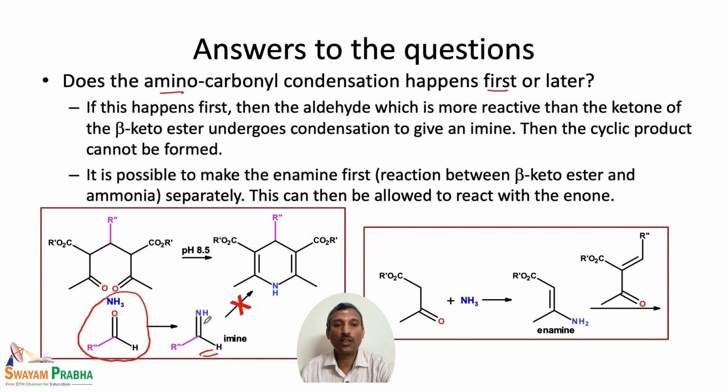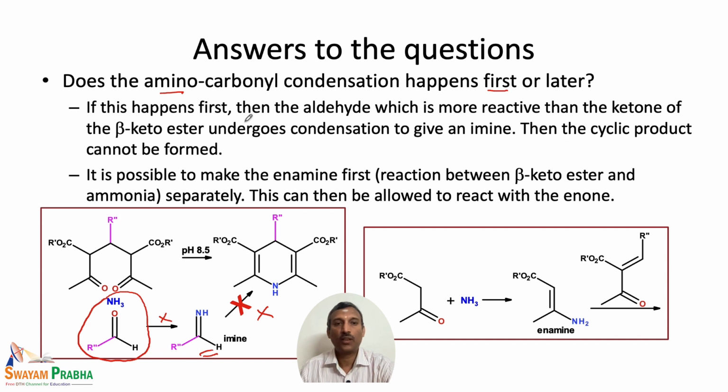So, once the imine is formed, it cannot undergo further reactions with the carbonyl compound to give the dihydropyridine. So, this is not possible. This reaction will completely stop. So, in other words, when we write the mechanism, we generally do not want the imine to be formed in the first place. So, that is the reason this reaction does not occur first.